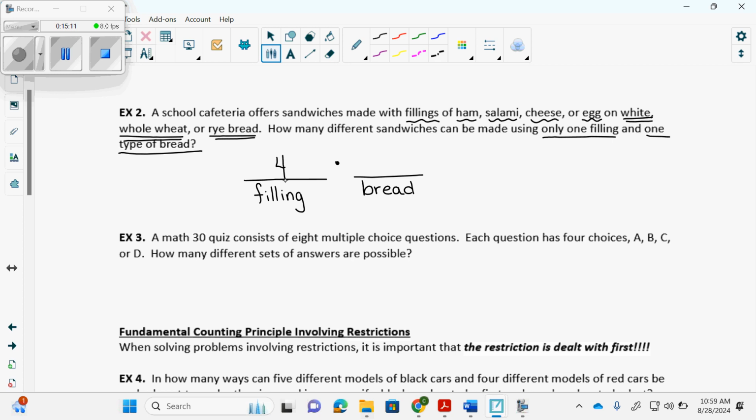Four. Does that mean I'm choosing four of them? No, the blank means I'm choosing one from four. We agree? Then this bread blank means I'm choosing one from how many? Three. So how many different sandwiches can be made? 12.